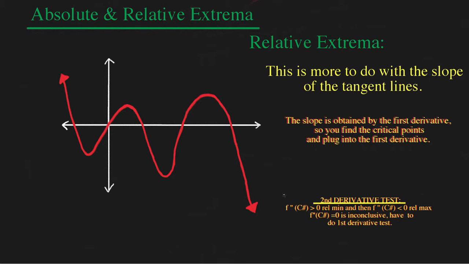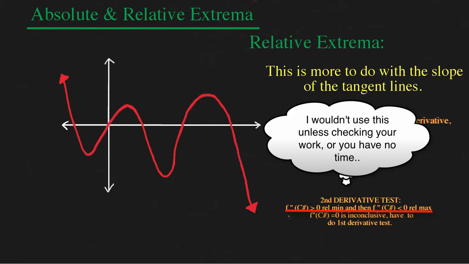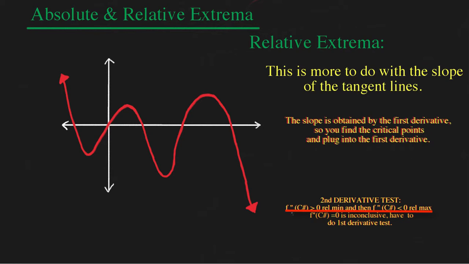If you don't have to determine whether it's increasing or decreasing, then you can just use the second derivative test. In the second derivative test, what you do is you plug in the critical number, not a test point, into the second derivative. If it's greater than 0, it's a relative min. If it's less than 0, it's a relative max. The only problem is if it's equal to 0, it's inconclusive, and you have to do the first derivative test. This is a great way to check your work.